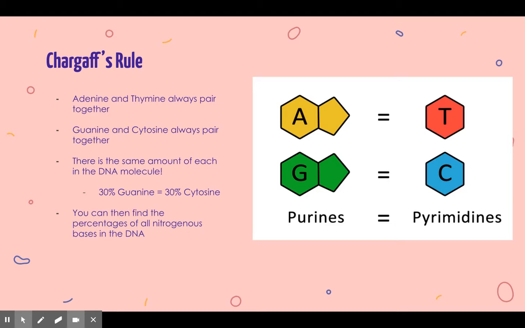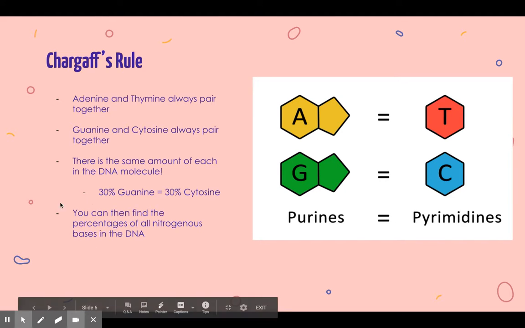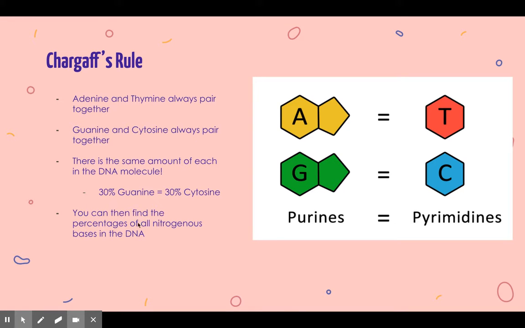Now, if you know the percentage of one nitrogenous base in the molecule, you can then find the percentages of all of the nitrogenous bases in the DNA, right? So I have 30% guanine and 30% cytosine. That equals 60%. That must mean that I have another 40% that is divided between my adenine and my thymine, meaning that I have 20% each there.